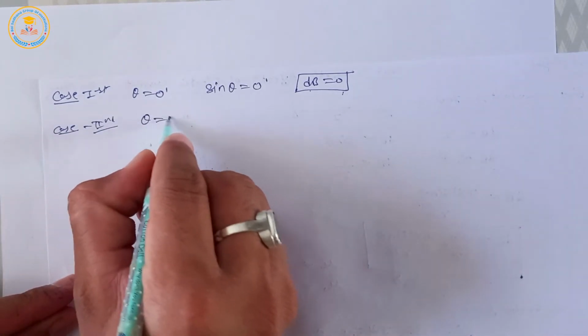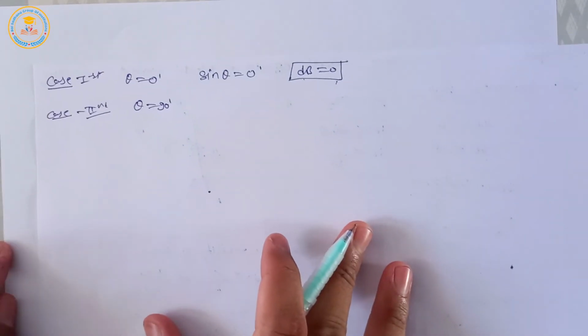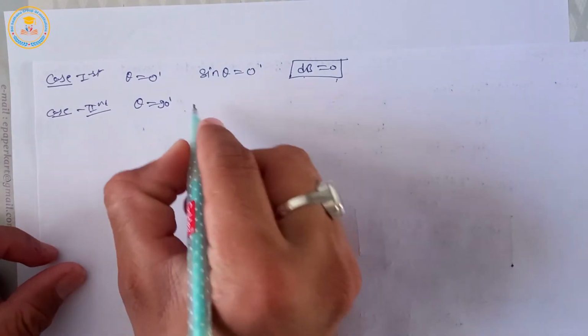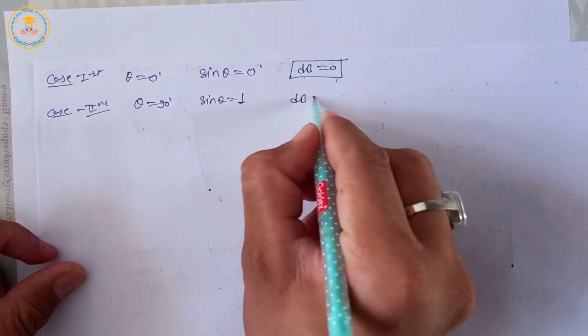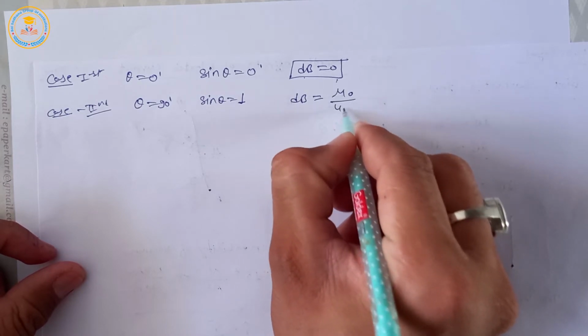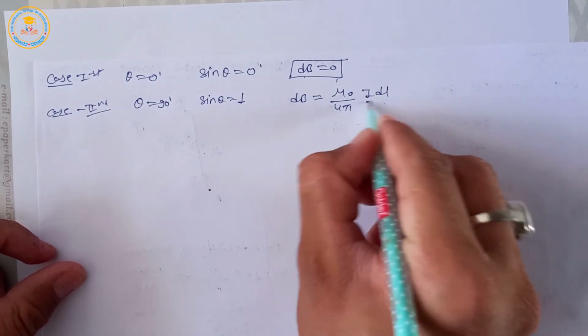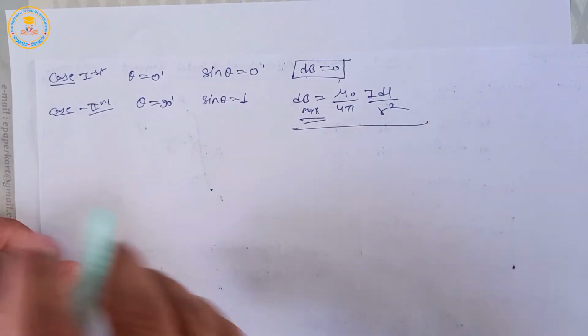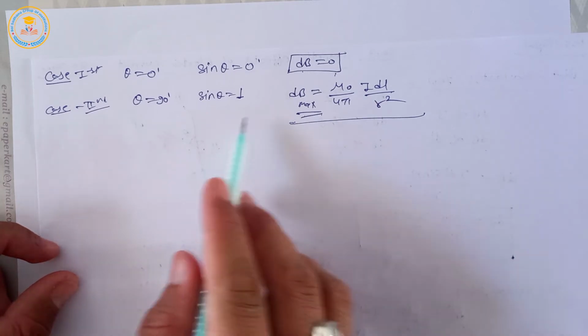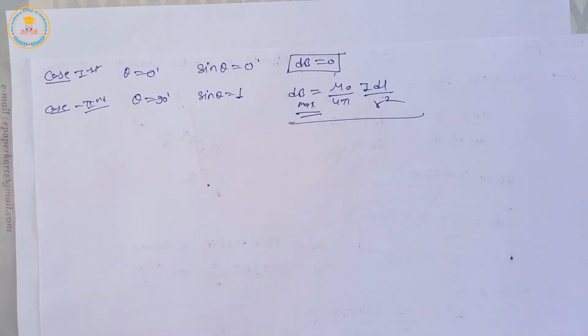Case second, if theta is equal to 90 degrees, it means point P is located perpendicular to the wire, then sine 90 is equal to 1. Then in this situation, dB is equal to mu naught upon 4 pi I dl upon r square, and this is the maximum value of the magnetic field. So perpendicular to the line element, the magnetic field is maximum. This is the Biot-Savart law. This is very important for our annual examination.